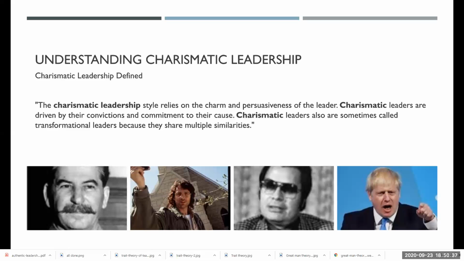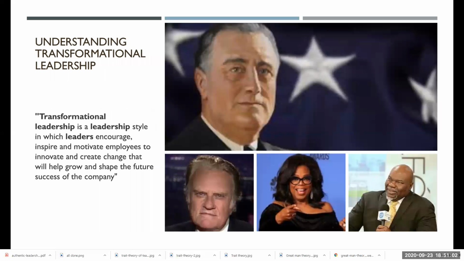Jim Jones follows that same pattern with having his followers drink cyanide. Even those who found out what was going on and tried to get away or escape were forced to drink it. Children likewise. So his convictions were what was most important to him, not those of his followers. Now, these are not the greatest examples of charismatic leaders, but they are examples, and they really point out that significant difference between a charismatic leader and a transformational leader.